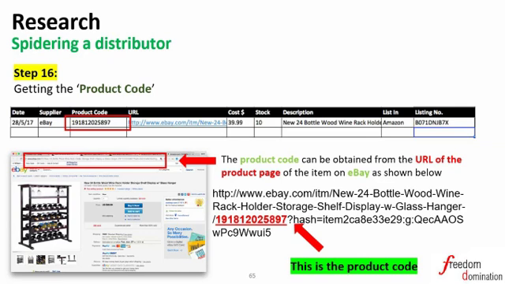Also take note, the URL, we shall also copy it into the Excel spreadsheet. We can also indicate the price of the product that we source, which is 39.99. And let's just put example that we have 10 stock available from this supplier.